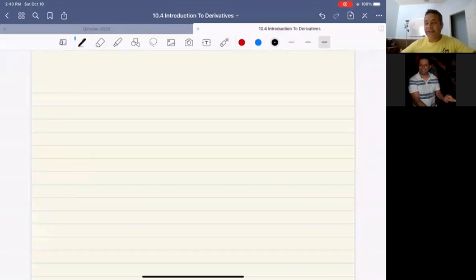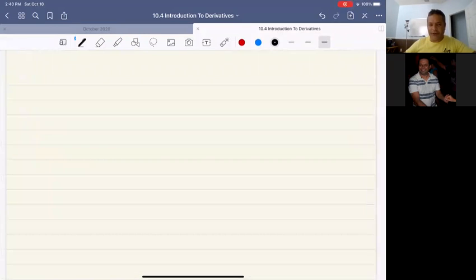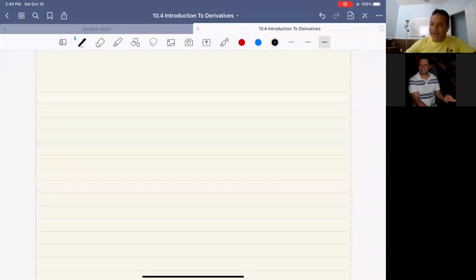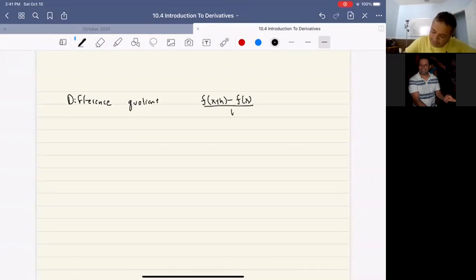Okay, so last video, I sort of introduced you to the derivative as the slope of the tangent line, but let's give you something a little more formal, something to work with, okay? So you remember this difference quotient? Okay, the difference quotient. That's f of x plus h minus f of x divided by h.